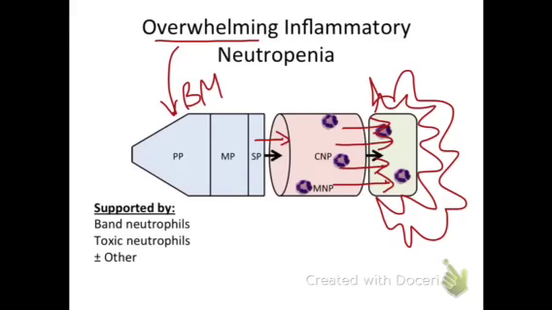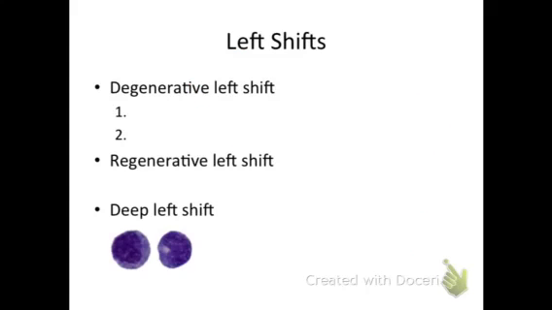Supporting evidence for severe inflammatory neutropenia includes the presence of toxic neutrophils or a left shift, and oftentimes the left shift goes back to neutrophil stages earlier than bands, such as metamyelocytes and myelocytes. There are three types of left shifts, and they are listed here. A degenerative left shift is the type of left shift that indicates overwhelming inflammation. And remember, overwhelming inflammation was presented on the previous slide.